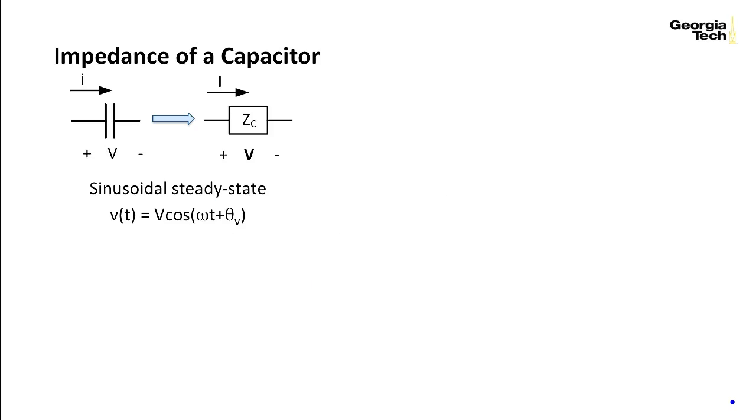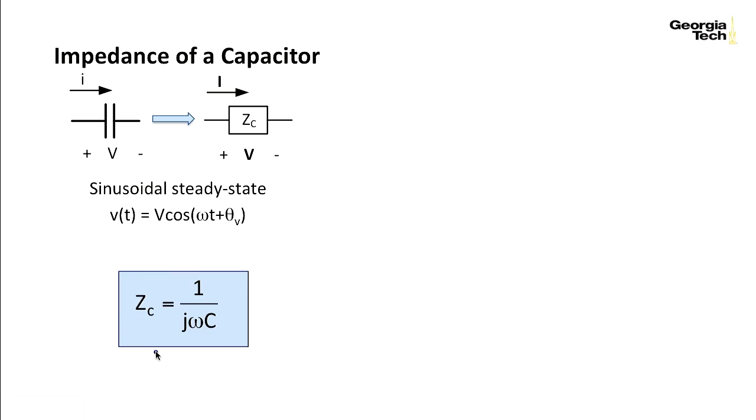Let's look at a capacitor first. So we want to replace this circuit element with this one right here, where Z sub C indicates the impedance of a capacitor. We're going to assume a sinusoidal steady state across that capacitor. This is in terms of voltage, where we've defined the phase of the voltage as theta sub V. The impedance of a capacitor has this form, 1 over j omega C, where omega is that frequency, and C is the capacitance. And remember, j is the square root of minus 1.